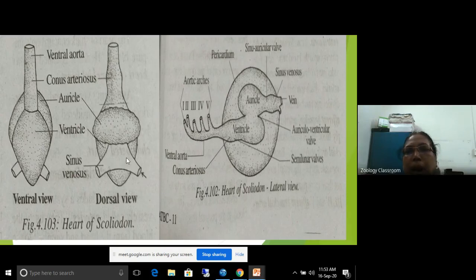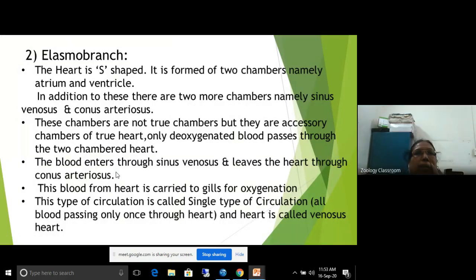So this heart is the scoliodon heart. We see in the description that the heart is S-shaped. It is formed of two chambers, mainly the auricle and ventricle. These are the two chambers, and the other two are the sinus venosus and conus arteriosus. These are the accessory organs. So these chambers are not true chambers, but they are accessory chambers of the true heart.